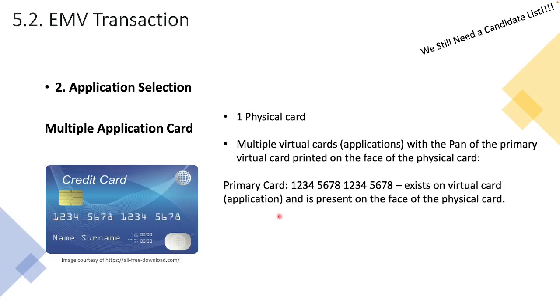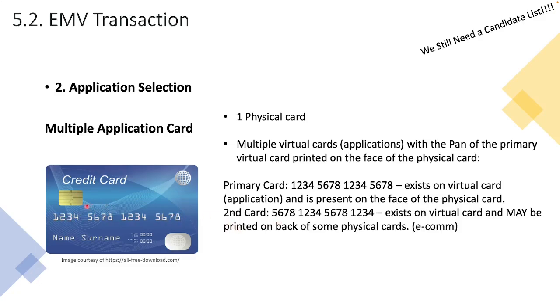Right. So in this case, the primary application, the primary virtual card, has a PAN of 12345678 12345678, and this lives on the chip itself. And in this case, it's embossed on the face of this card.